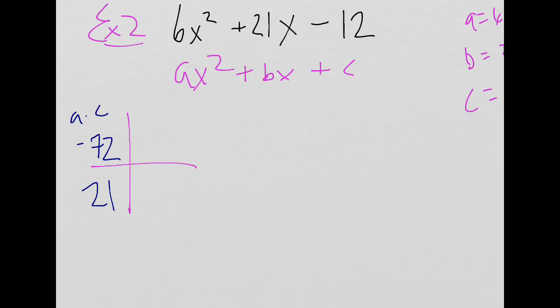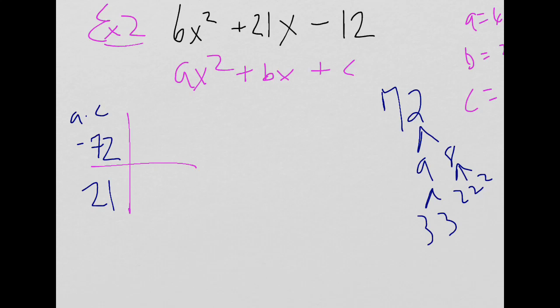Well, if you don't know your factors of 72, you can do your favorite thing in the world, which is a factor tree. Which I can do 9 and 8. Then 8 goes to 2, 2, and 2, and 9 goes into 3 and 3. And I need 21. Alright. When I add them together, I need it to be 21.